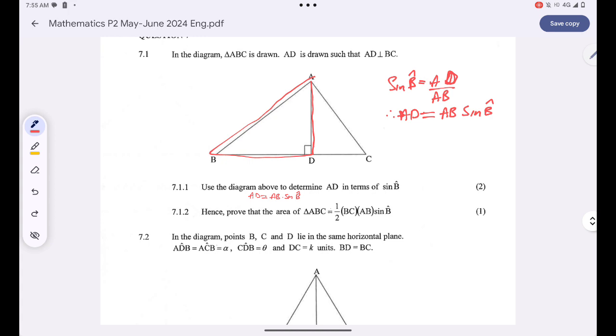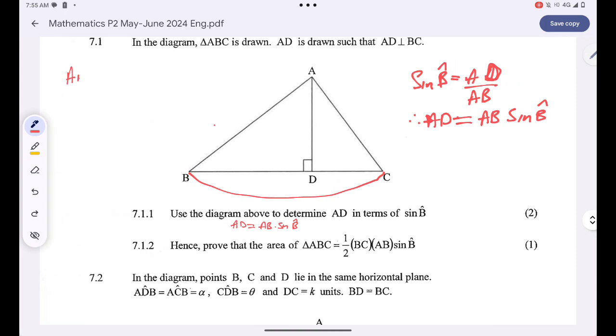Okay, and then I'm told to hence prove that the area of triangle ABC is equal to that. Remember that area is just half the base multiplied by the perpendicular height. So the area is half the base, the base is BC, multiplied by the perpendicular height, which is AD. So that's 1 over 2 multiplied by BC, but I do know that AD is equal to AB sine of angle B.